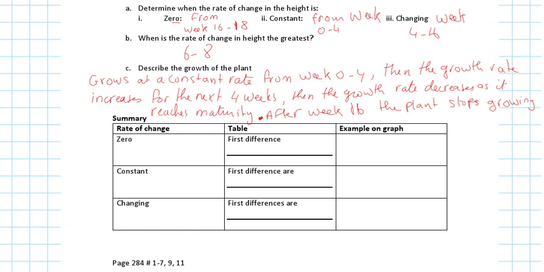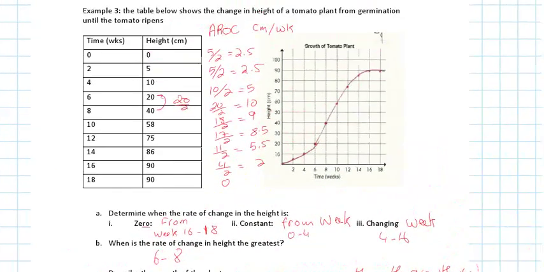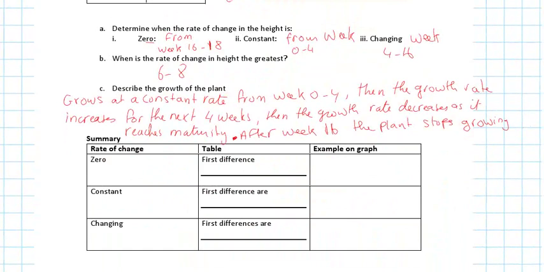So if the rate of change is 0, what are you going to see in the graph? A flat, a horizontal line, right? So if you look here in the graph, we see a flat here between week 16 and week 18, right? And that determines that my rate of change is 0. I have no change in my height and my rise, okay? So I'm going to say that the first difference is 0. And then on the graph, we have a horizontal line, or a plateau.